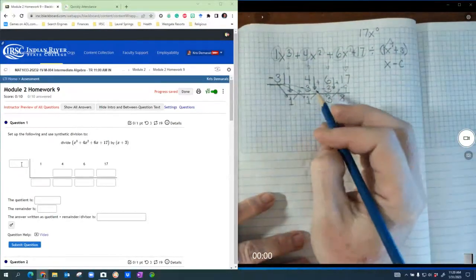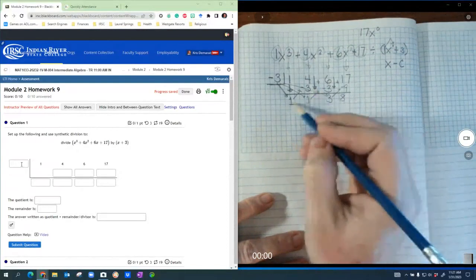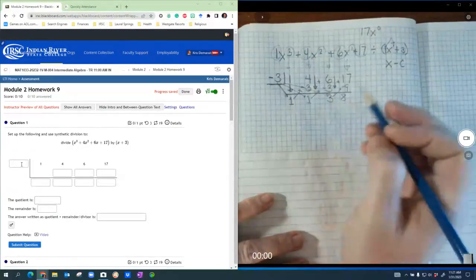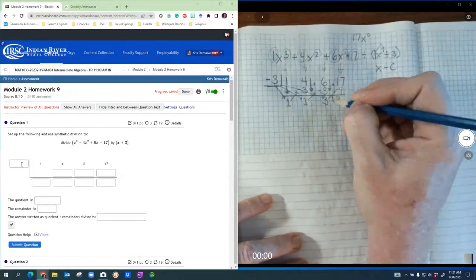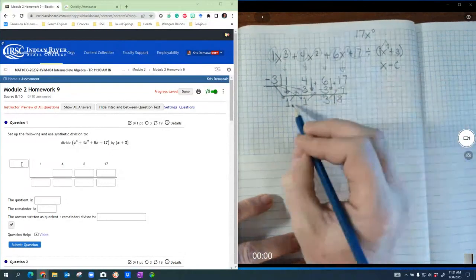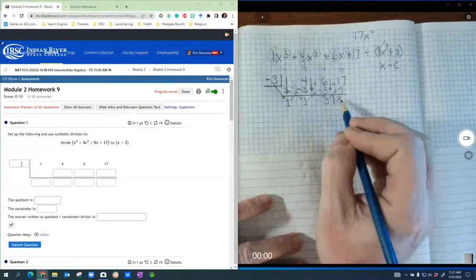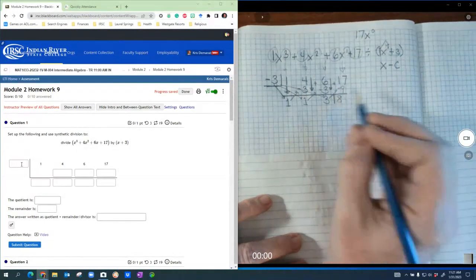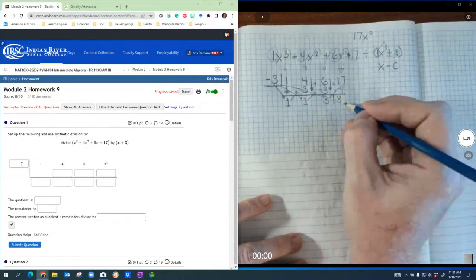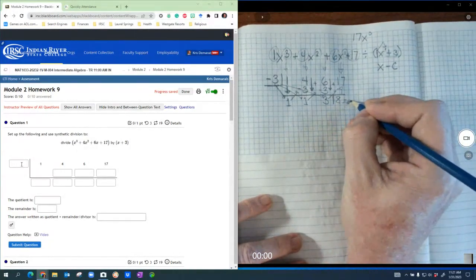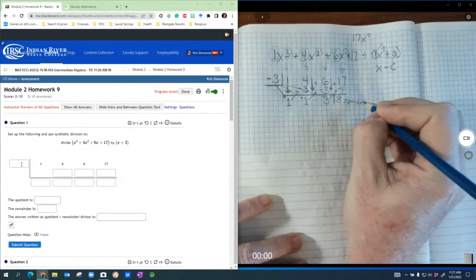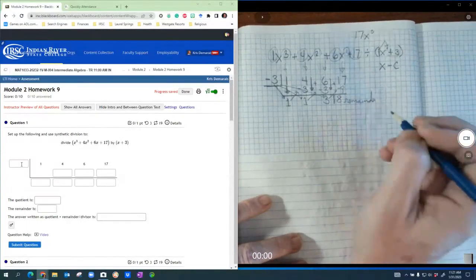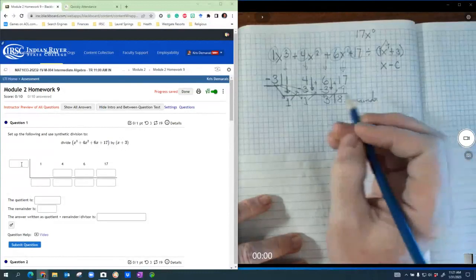Now the quotient is going to be what we have here. I like to put a line between the last term and the second to last term. I like to put that line because it represents this as being the remainder. I'll show you what to do with that in just a second.